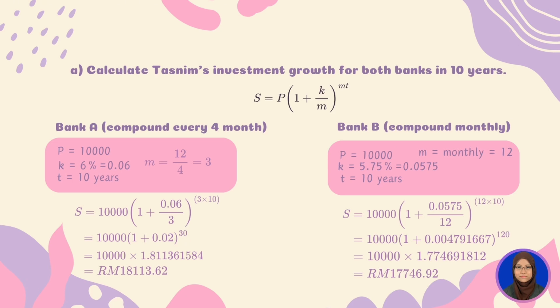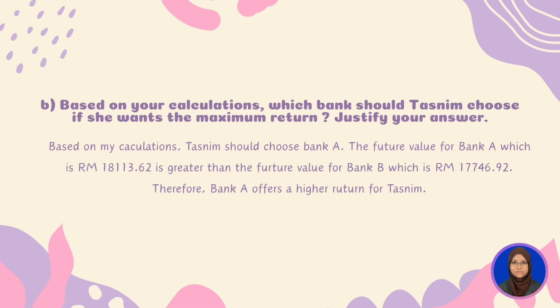This simplifies to RM 10,000 multiplied by 1 plus 0.0047916667 raised to the power of 120. We then multiply RM 10,000 times 1.7746911812. The future value for Bank B is RM 17,746.92. Let's move on to question B. Based on your calculation, which bank should Tasnim choose if she wants the maximum return? Justify your answer. So based on my calculation, Tasnim should choose Bank A.